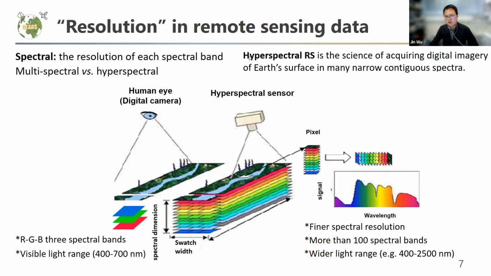And now if we zoom in to see the hyperspectral remote sensing definition here, it highlights a couple things. One is to acquire digital imagery of a surface in many narrow and continuous spectral bands. That means it not only needs to have a really fine spectral resolution, but at the same time, they need to be continuous, right? Continuous across a wide range of the spectral regime. So that will be defined as hyperspectral remote sensing data.